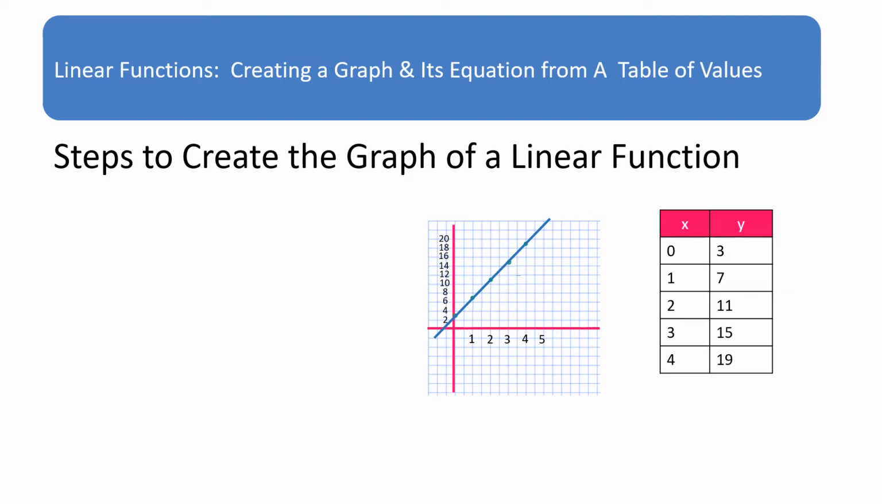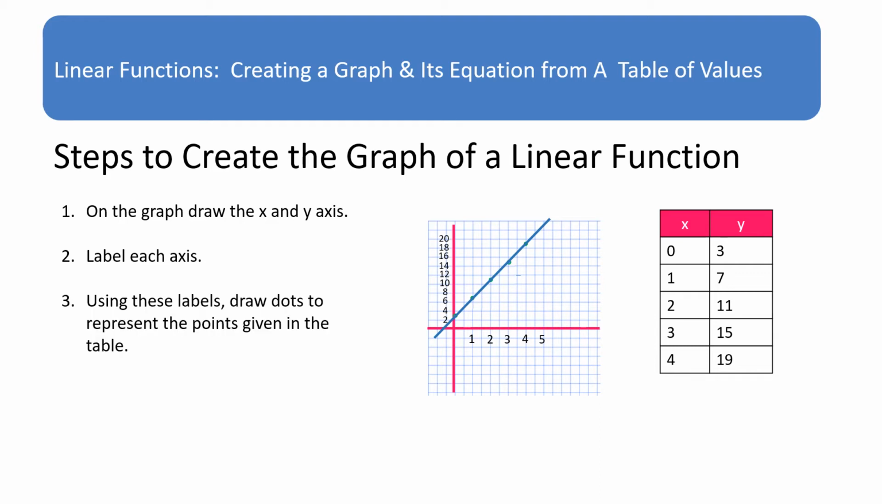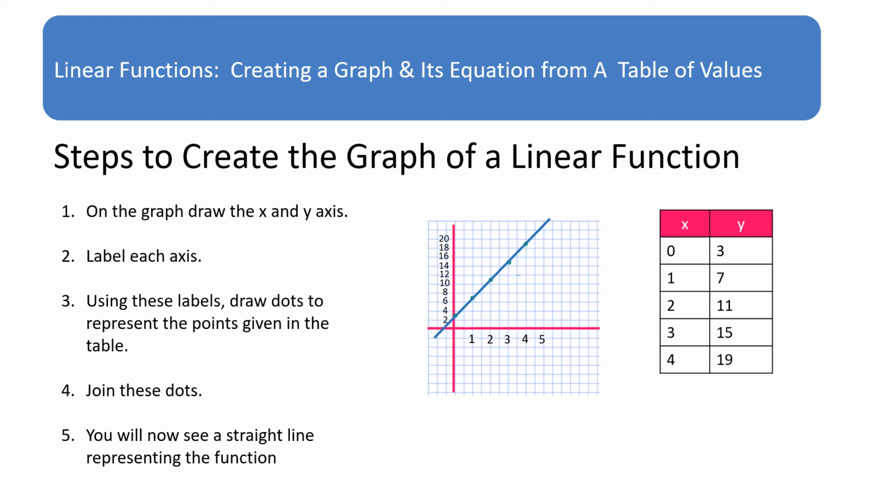Steps to create the graph. Here's the table of values, and we have the graph. But how did we get these points? First of all, we drew the x and y axis as shown in red. We labeled the x and y axis. Using the labels, we drew dots to represent the points given on the table. Notice we have a point at (0, 3), (1, 7), (2, 11), (3, 15), (4, 19), and so on. Join the dots. You will now see a straight line representing the function.